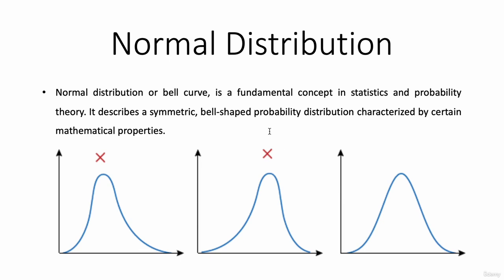You can see our next step is to determine or ensure the normal distribution of our numeric variables. So, normal distribution or bell curve is a fundamental concept in statistics and probability theory. It describes a symmetric bell-shaped probability distribution characterized by certain mathematical properties. You can see here three graphs. So at first you can see this graph. In this graph you have a cross sign indicating this particular graph is not a normal distribution, or the graph doesn't follow the normal distribution.